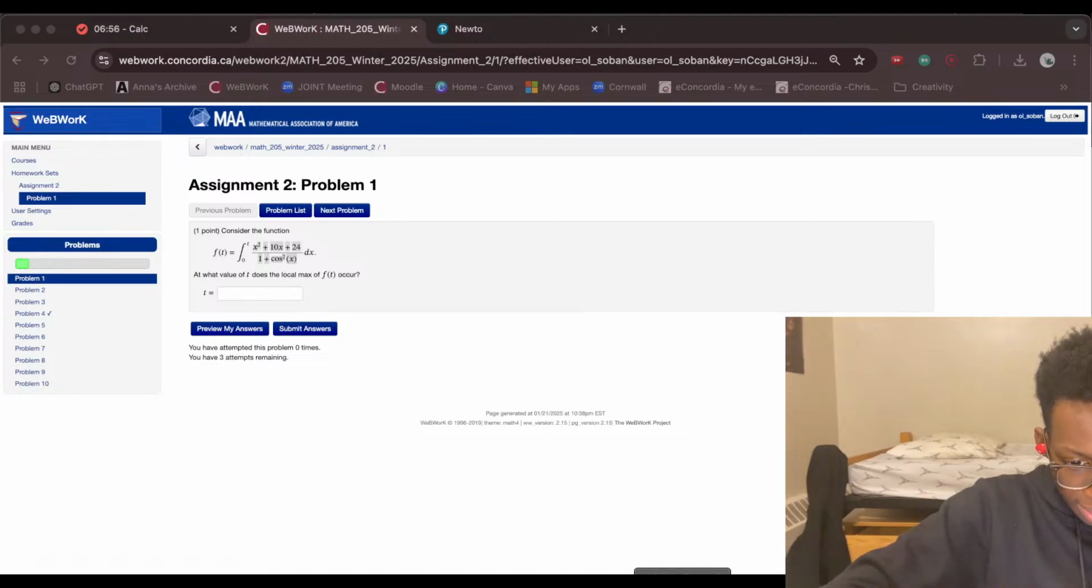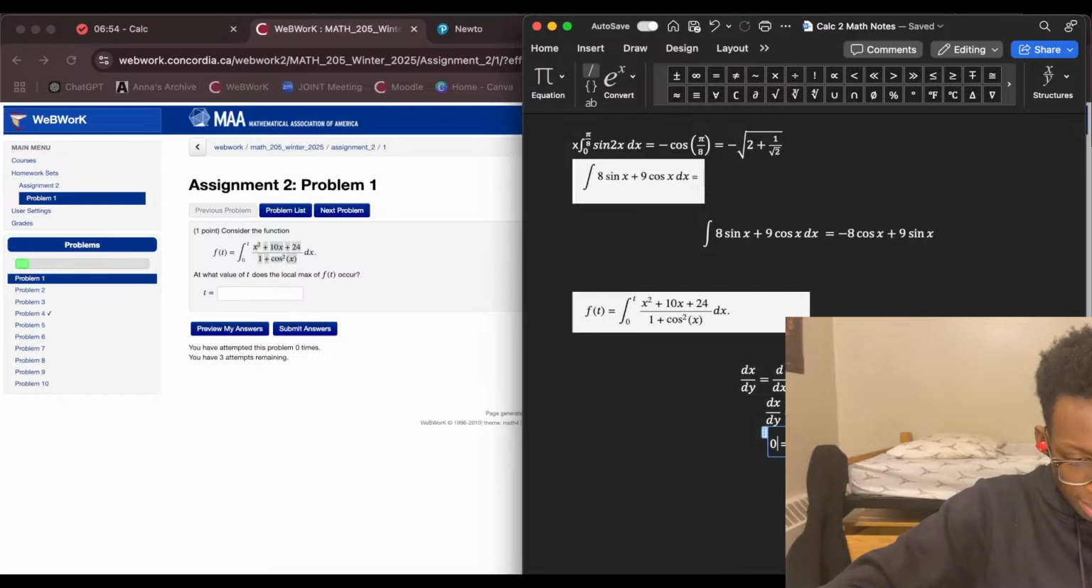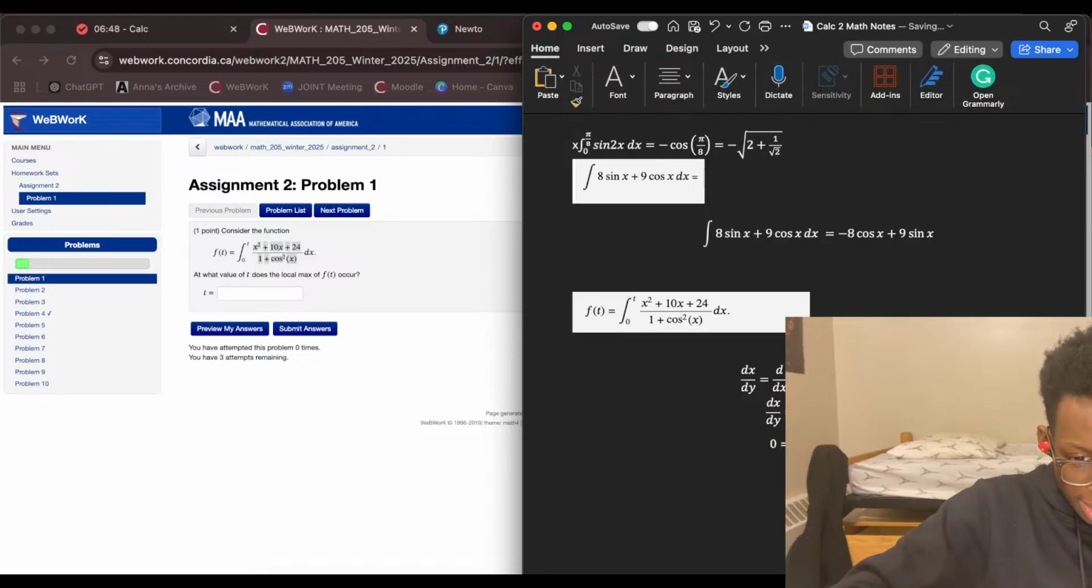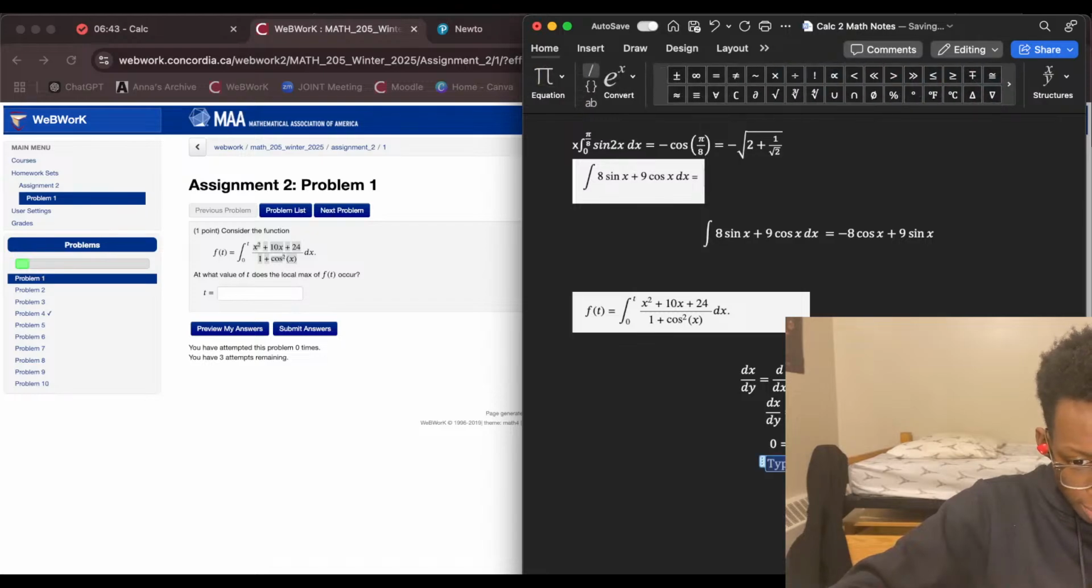Also, just move this over here so it's much easier. 0 equals that, and then you can. Yo, this is actually super easy. Barely any inconvenience. Reference: 0 equals 10x, no, x squared plus 10x plus 24.